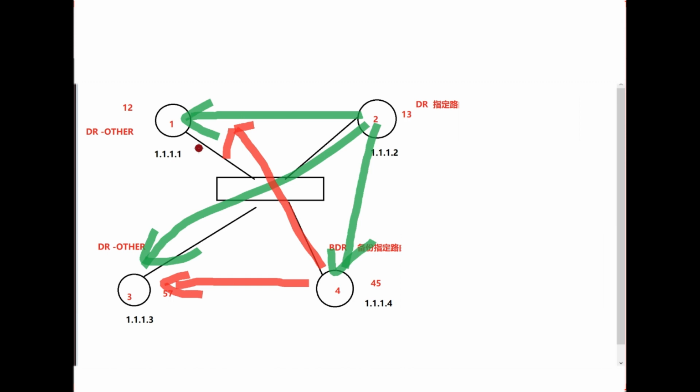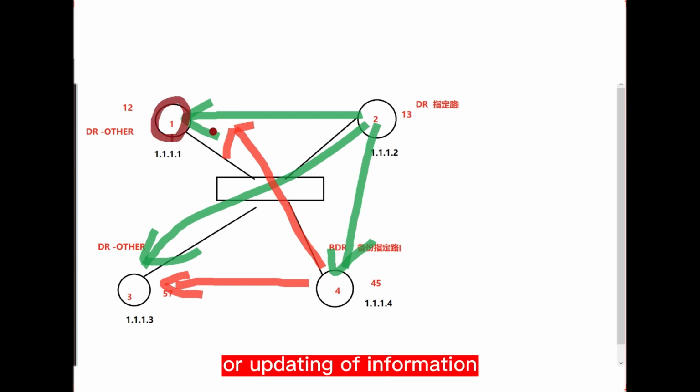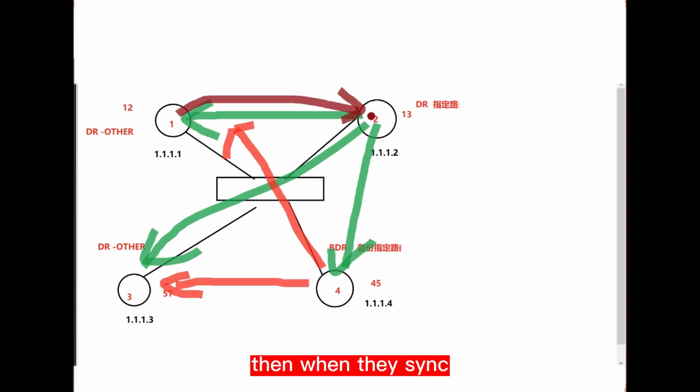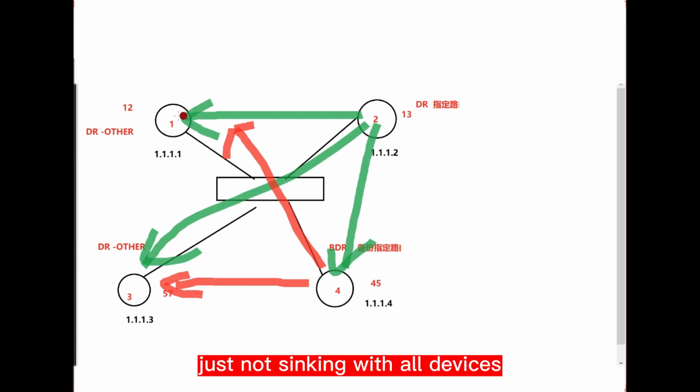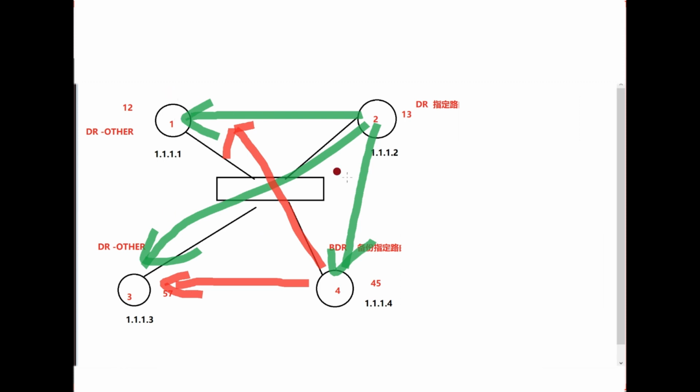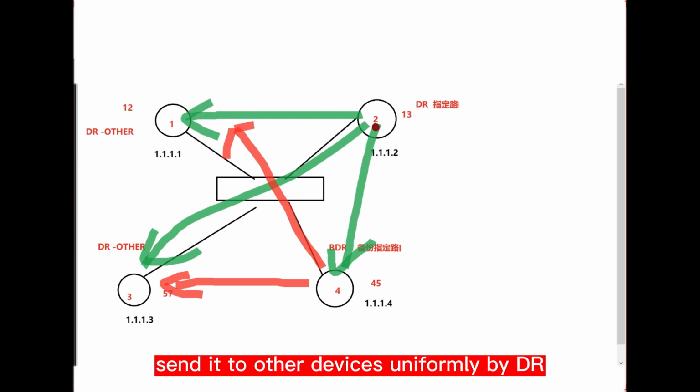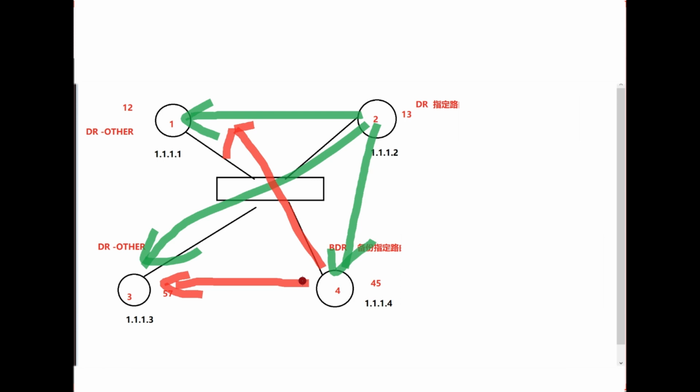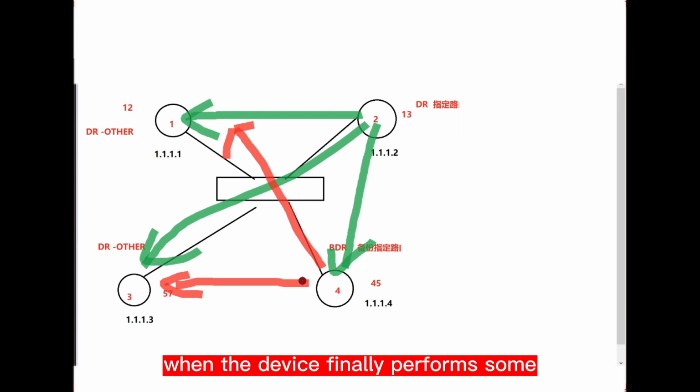For us now, in the future, if a DR other has data or updating of information, it is sent directly to the DR. Then when they sync, it's not syncing with all devices; it only sends this information to the DR. The DR sends it to the other devices uniformly. I will give you a brief introduction. This is not very important to us at this stage. Just know it. When the device finally performs some synchronization of the relationship, how do they go about it?